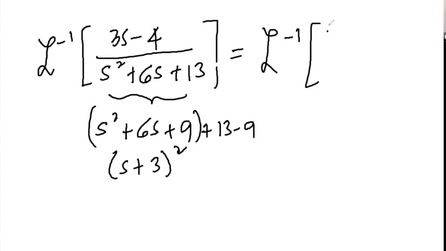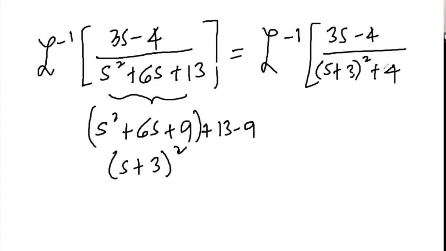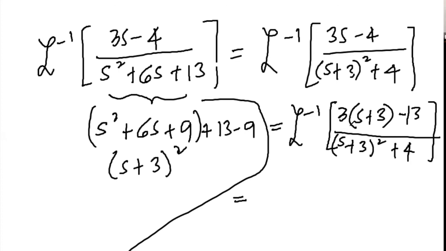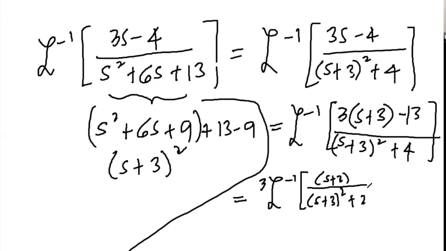This results in 3s minus 4 over s plus 3 squared, and then that will be 13 minus 9, so plus 4. This is a perfect square already. However, the numerator, sir, how is that? It's s minus 4. The numerator should be s plus 3. Now, in the first term, let's write it already. The 3 is a constant, right? So 3 inverse Laplace of s plus 3 over s plus 3 squared plus 2 squared.